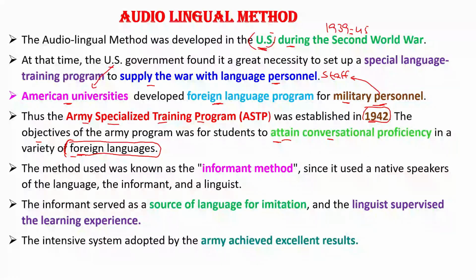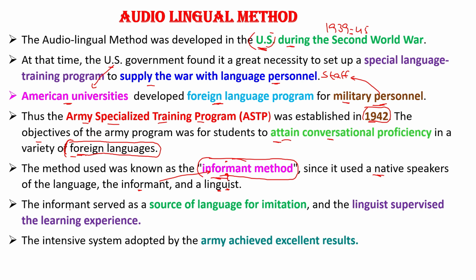The method used was known as the informant method. So what is the meaning of informant method? If a native speaker is training, that person is called an informant. And a linguist means whoever is doing research on the language. Whoever is gaining language knowledge from the informant is called a linguist. This is why this method is called the informant method.